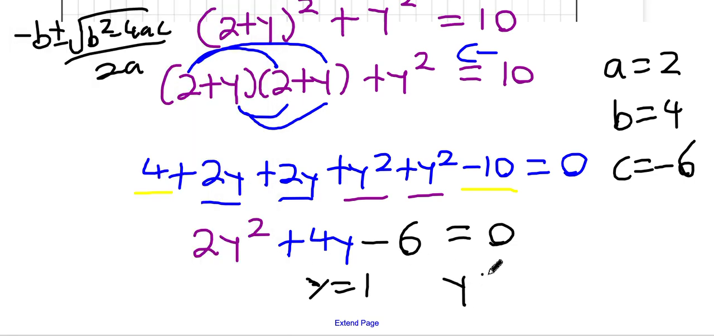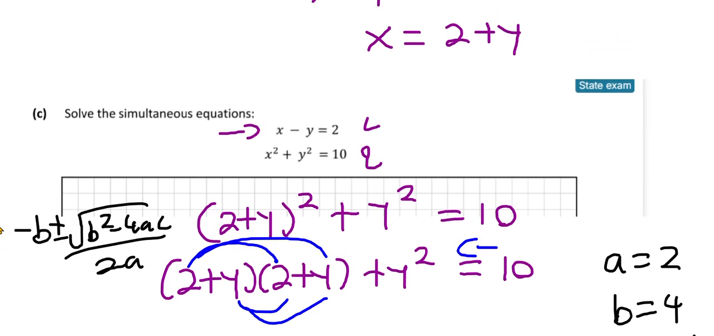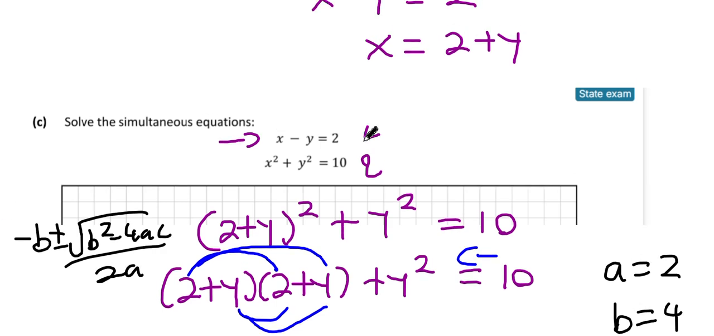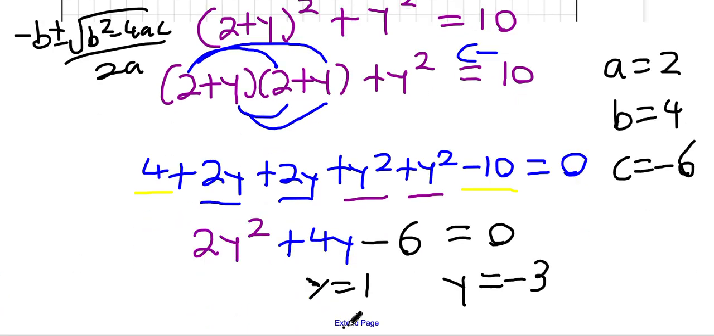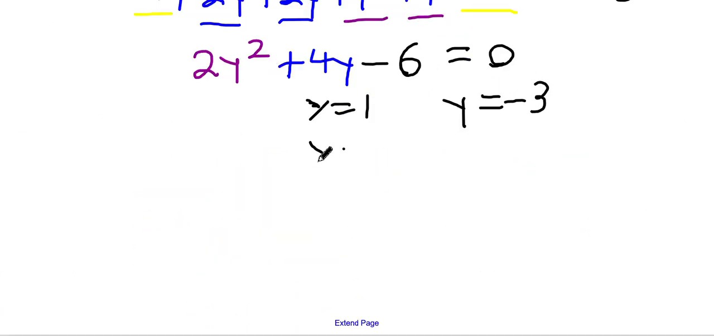Now, would you like the really bad news? Have you got full marks yet? Why? Did you get the x value? So whatever the y value is, just add on. Add on 2 to the y value and it gives you the x value. So what's 1 plus 2? 3. What's minus 3 plus 2? Minus 1. That's it.